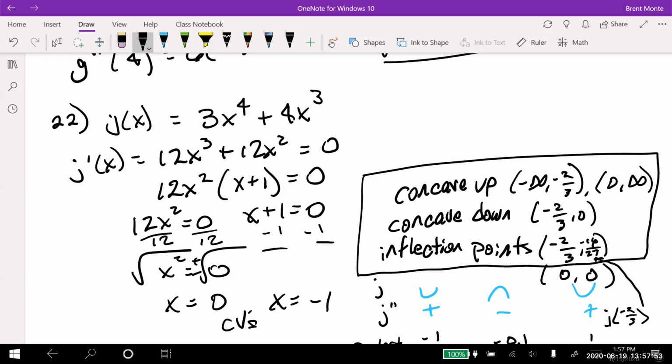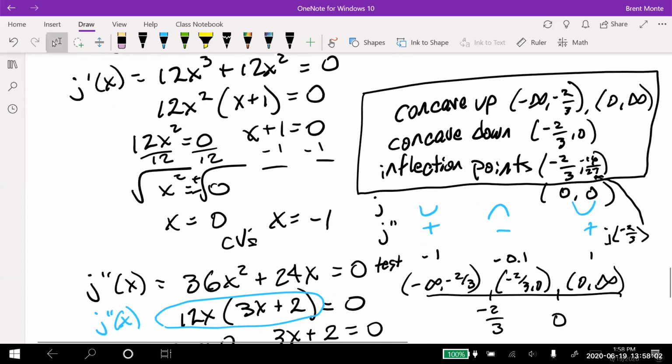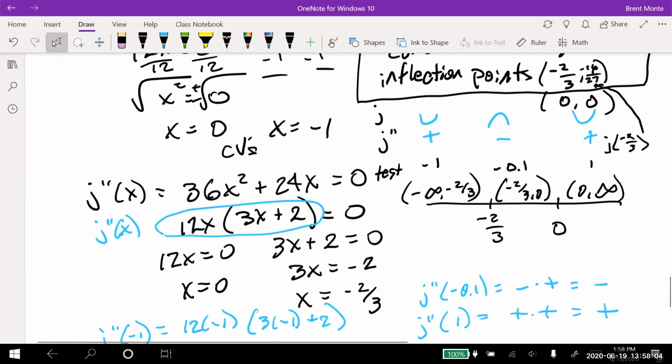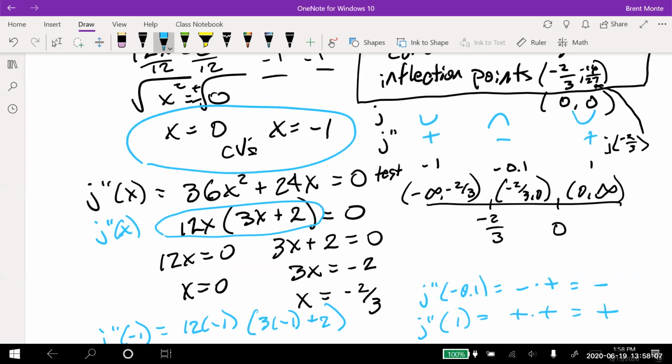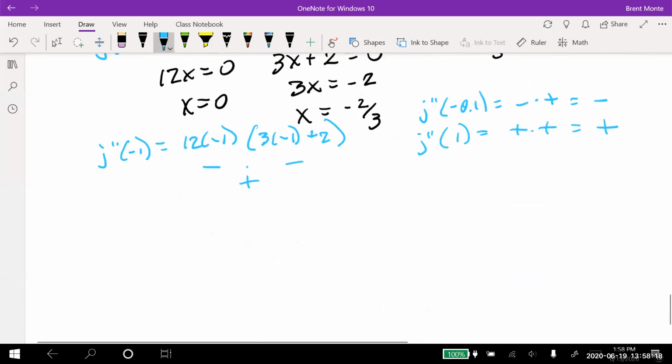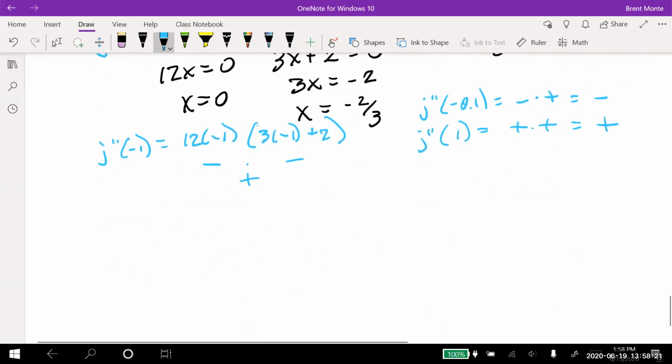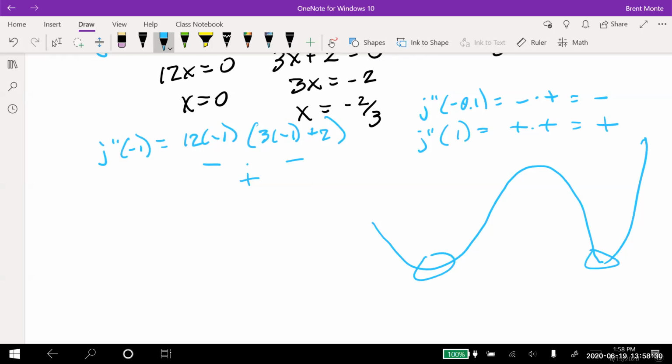So those are my values. I've got 2 intervals where it's concave up, 1 where it's concave down, and then 2 inflection points. Have to have 2 inflection points again for that same reason. But let's use these critical values to find if I have relative max or mins. Notice it's concave up, concave down, concave up. So I know these have to be relative mins, and that has to be a relative max. Let's go see if that's true.